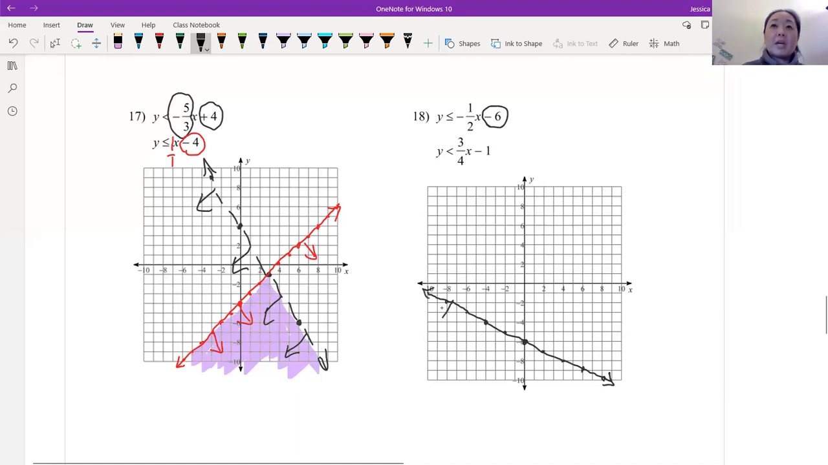Less than means lower than. Again, if it was greater than, it would be above, right? But it was lower.